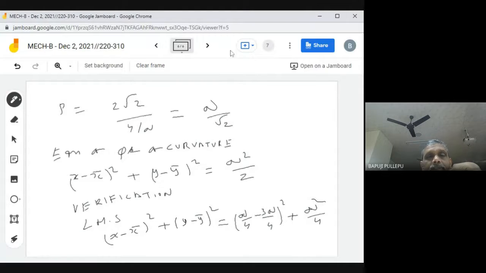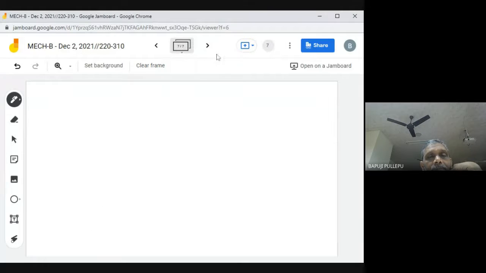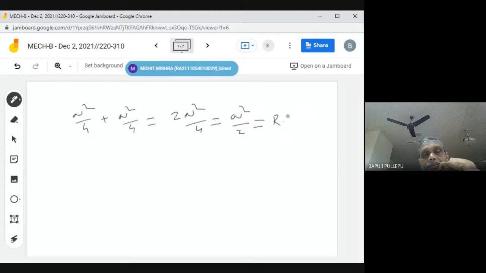So this is equal to what? The LHS, x minus x bar whole square plus y minus y bar whole square, what am I getting? a square by 4 plus a square by 4. That is equal to 2a square by 4, which is equal to a square by 2. That is equal to the RHS. Proved.